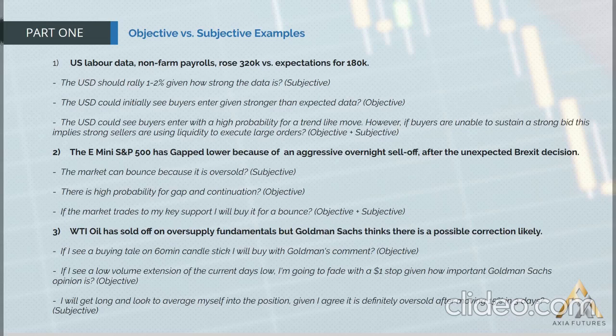Now, our second example. As you can see, the E-mini S&P 500 has gapped lower because of an aggressive overnight sell-off after the unexpected Brexit decision. So a lot of you would have seen this example. A lot of you would have come the next day and said, well, the UK's left, it was never expected, this is the worst thing that's ever happened. All we got to do all day is sell, sell, sell, sell, sell.